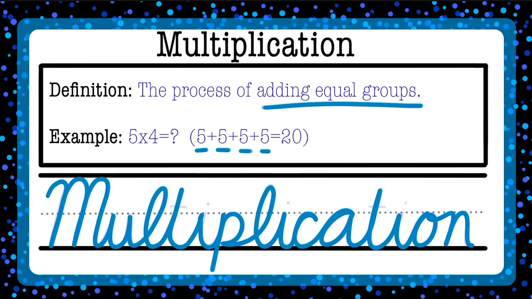Now we can go back and do the little fine touches. So we're going to cross our T's and dot our I's. And now you have multiplication written in cursive.